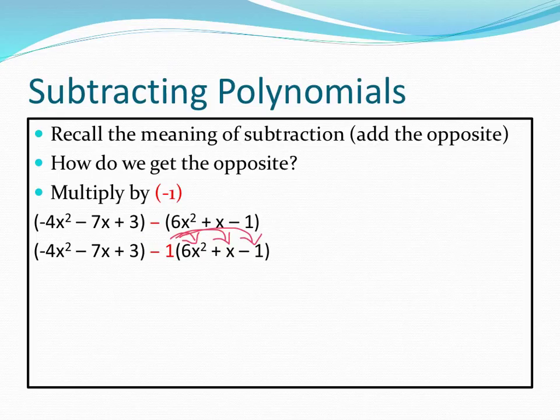So in the second set of parentheses, what you will have is -1 times 6x squared, which is -6x squared. And we have -1 times x, which is -1x. And -1 times -1, which is +1. Now, we have the first set of parentheses, which doesn't have a subtract sign in front of it or a negative sign in front of it. So we can stack up our like terms and then combine them. And we're going to finish out this problem on the next slide.